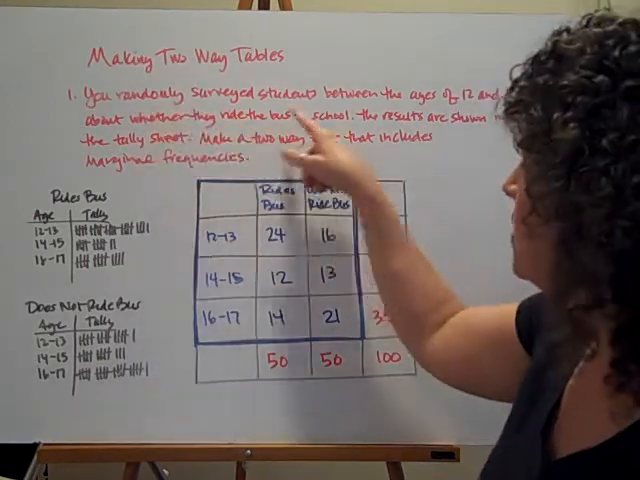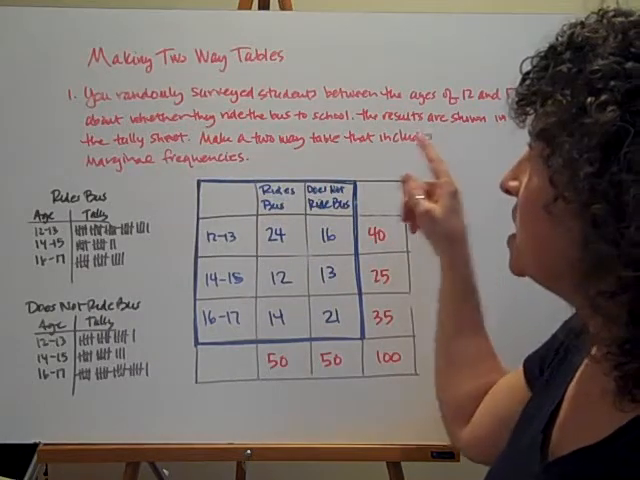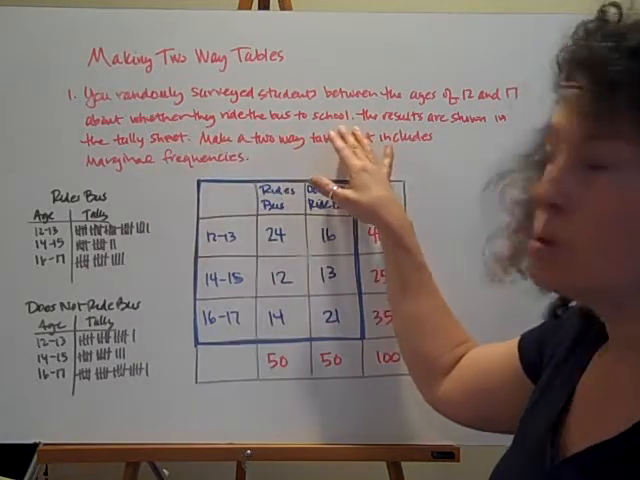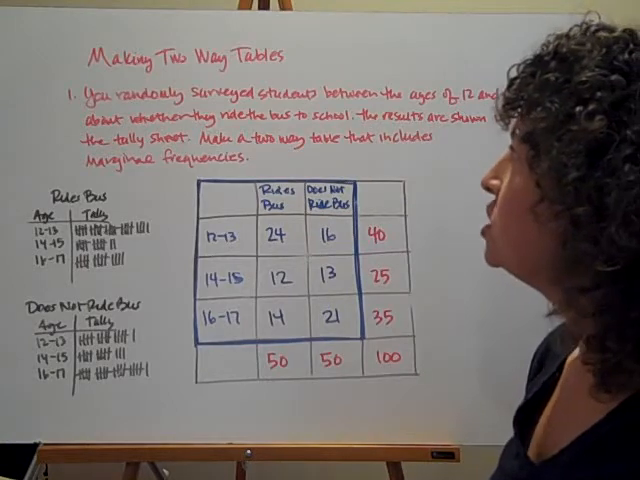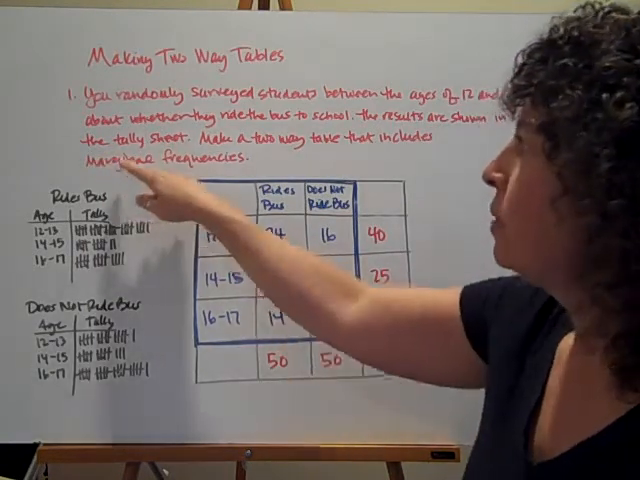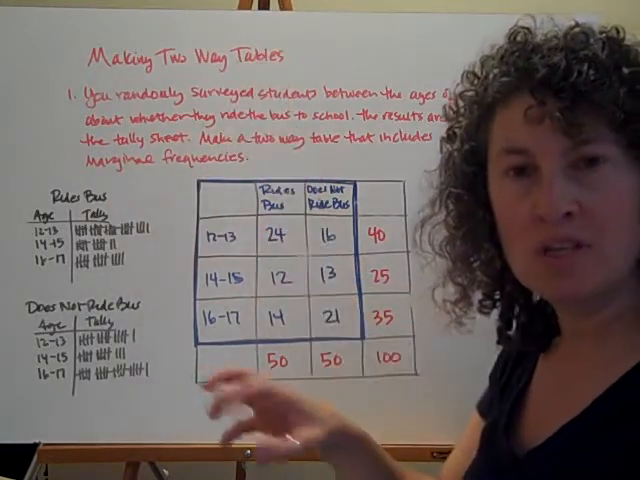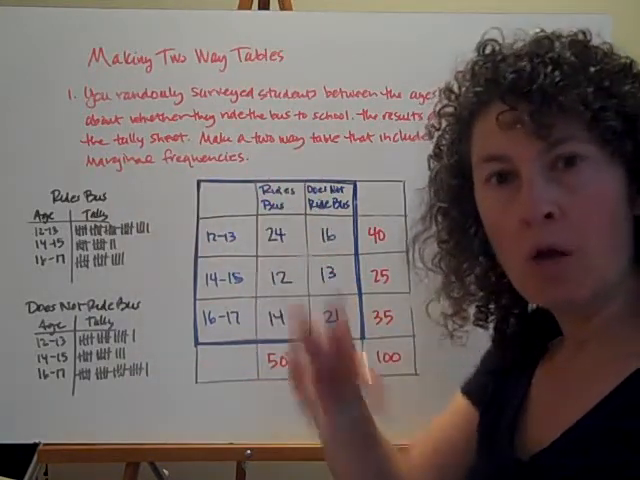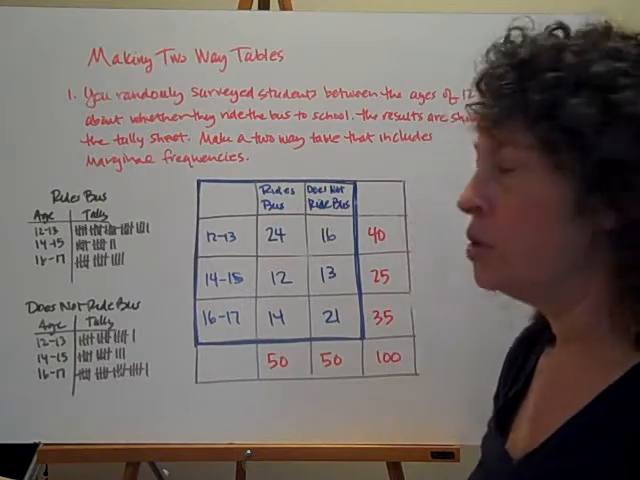So you randomly surveyed students between the ages of 12 and 17 about whether they ride the bus to school. The results are shown in the tally sheet. Make a two-way table that includes marginal frequencies. Again, remember those marginal frequencies are the sums that are around the edge of our two-way table.